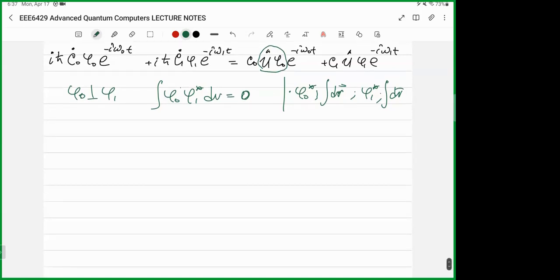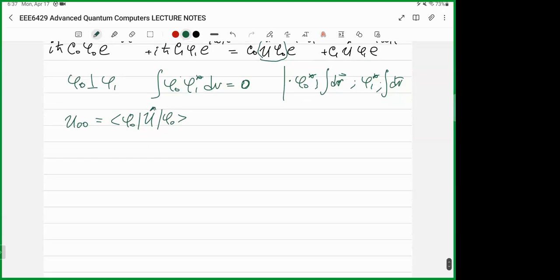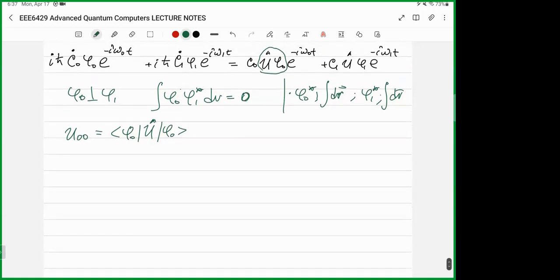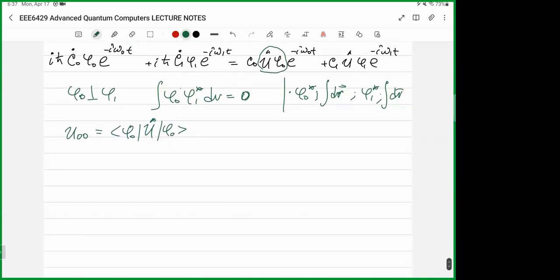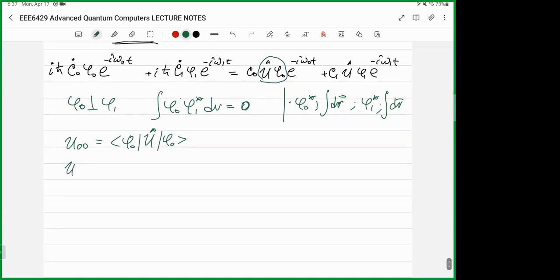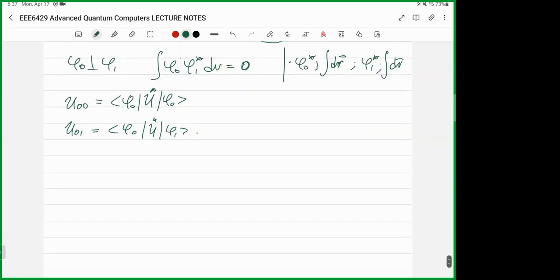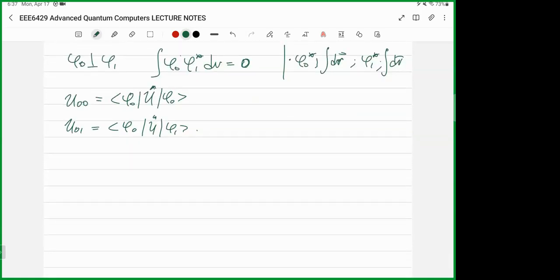Also, when I multiply, for example, this part here by phi sub 0 and then integrate, it will give me a matrix element like this one. So it will be phi sub 0, then u, then phi sub 0. This is the matrix element for the interaction Hamiltonian of the qubit. And the same way I will get u01, for example, which will be phi 0 u phi 1, and so on. So four elements.